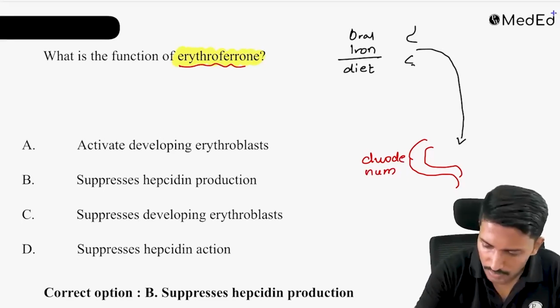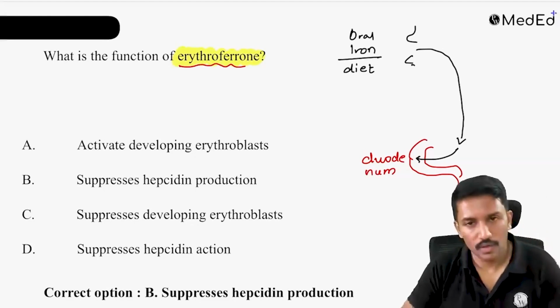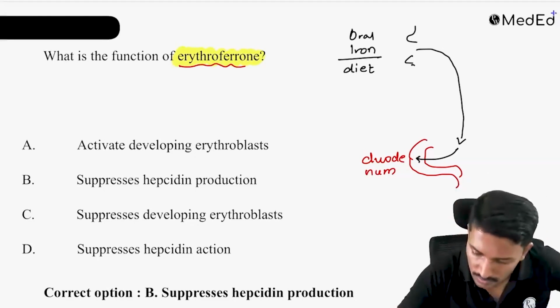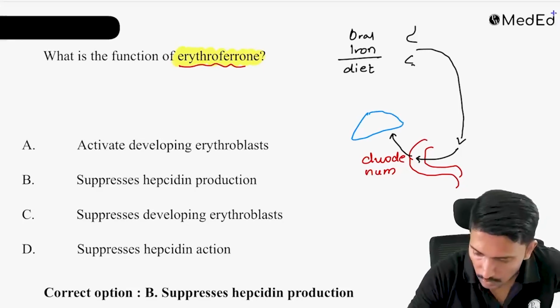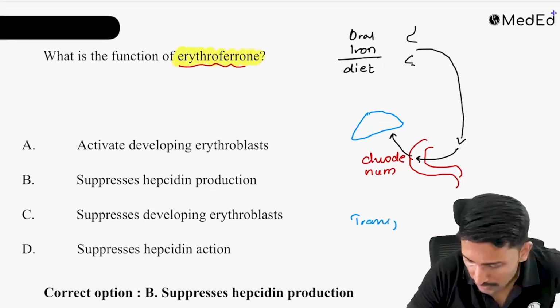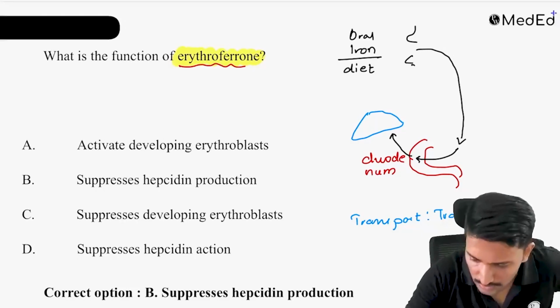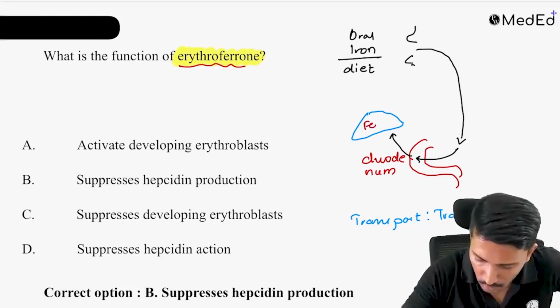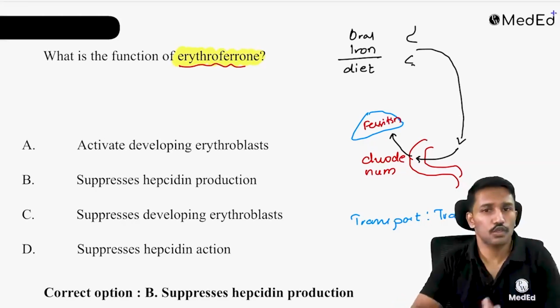Okay, now in the duodenum, this iron gets absorbed. Once it is absorbed, it is then transferred to liver. Now the transport form is going to be what we call as transferrin, right? It is transported bound to transferrin. And once it reaches the liver, this iron will be stored there in the form of ferritin. Ferritin is our storage form.